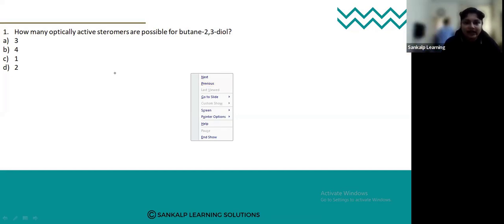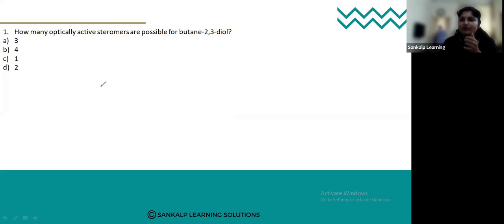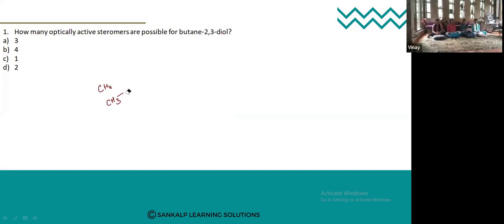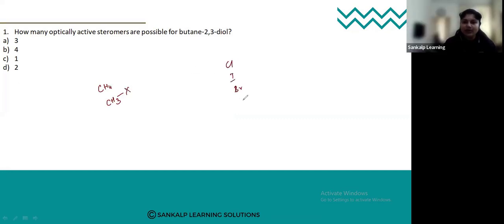So you have an alkyl group and a halogen. One of the hydrogen atoms, here in CH3, is replaced by a halogen group. The halogen can be chlorine, iodine, bromine, or fluorine. These result in alkyl halides.